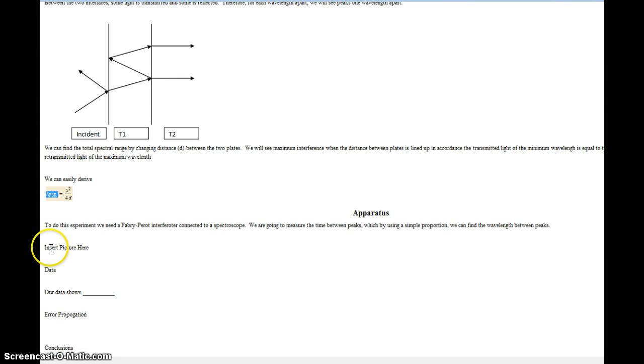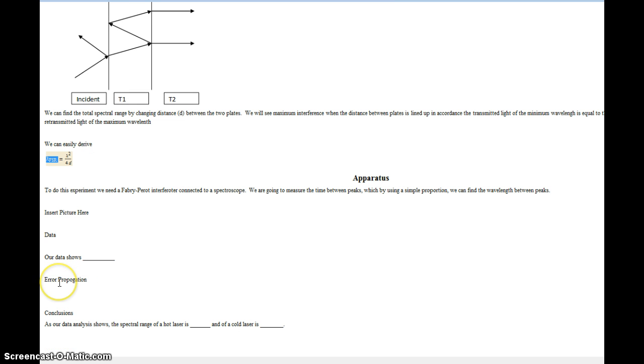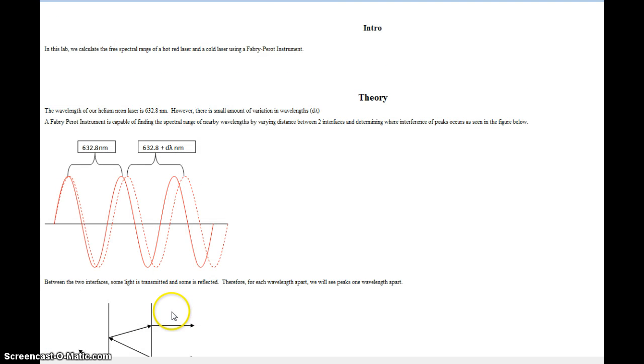Insert my picture here. I've got to get a picture loaded in here too, and then data. Our data shows, so I've got data, but I just haven't fully put it in yet. Then our error propagation, and then our conclusions. As our data analysis shows, which has not been done yet, the spectral range of a hot laser is blank, and of a cold laser is blank. So that is my first submission here of Fabry Perot.